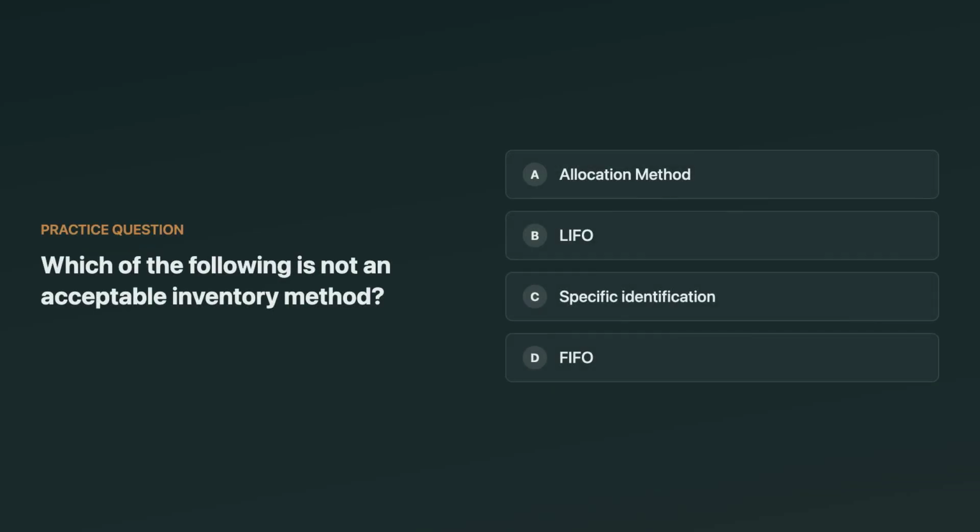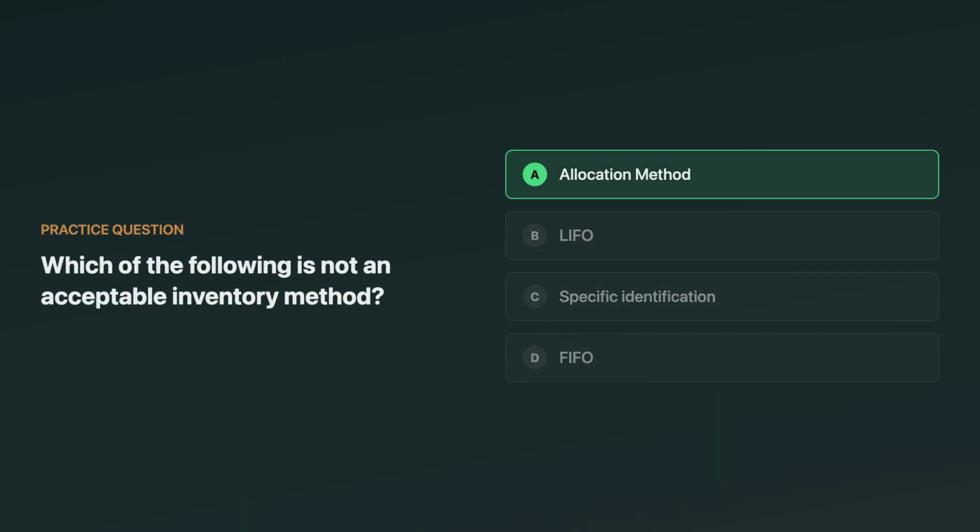Which of the following is not an acceptable inventory method for federal tax purposes? The options include an allocation method, LIFO, specific identification, and FIFO. Remember, the EA exam expects you to know the standard inventory methods by name. Think about it.